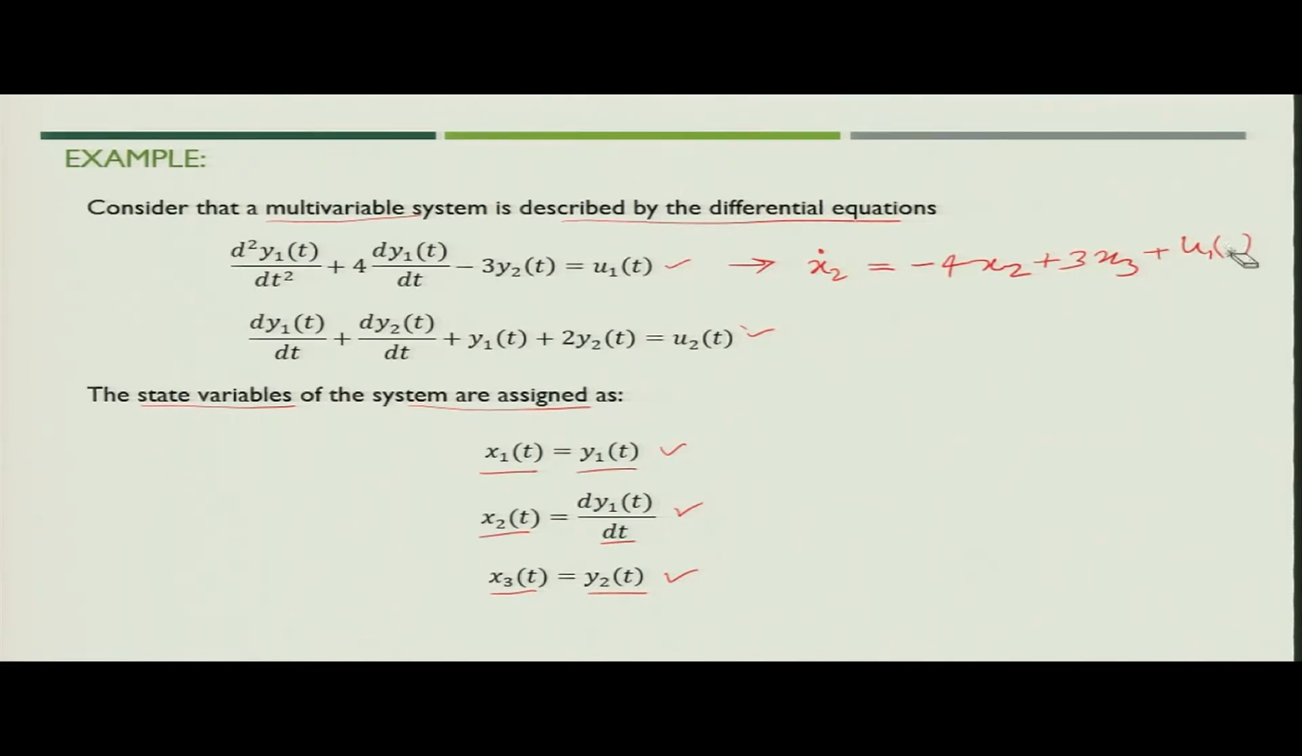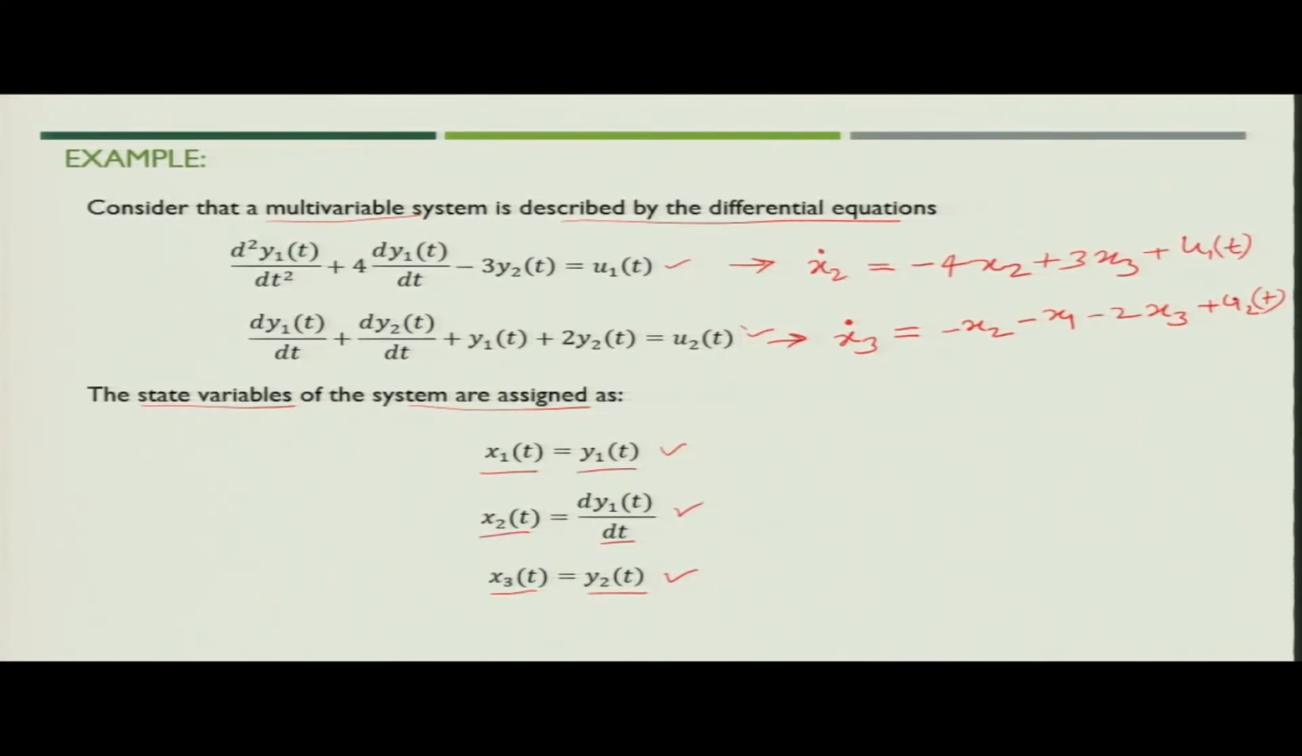So, you have got the first differential equation converted into state equation. Similarly, for the second one, let us take dy2 by dt on the left. So, what you can write, since y2 is x3, you can write x3 dot equal to minus dy1 by dt, means minus of x2 minus y1, that means minus of x1 minus of 2, what is y2? y2 is x3 plus u2.